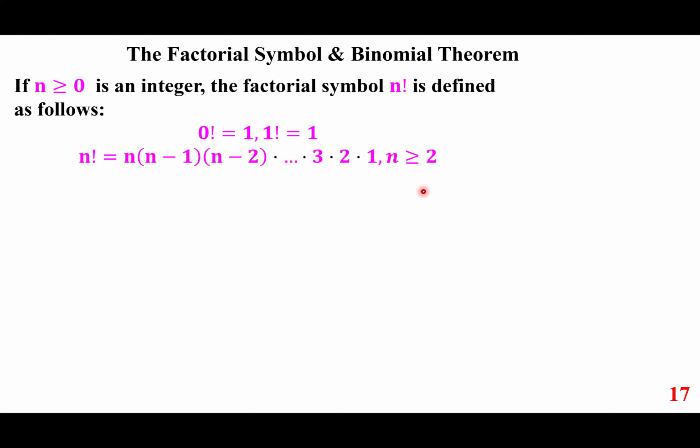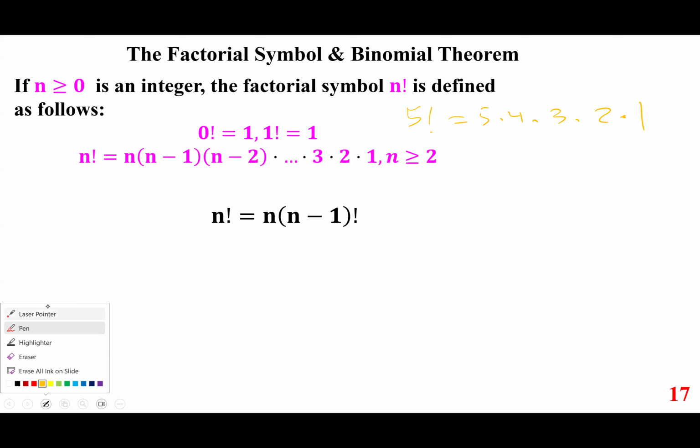Just for the sake of argument, if I said, okay, what is 5 factorial? It just means 5 times 4 times 3 times 2 times 1. That's the meaning. And with that in mind, n factorial is the same as n times n minus 1 factorial. You can stop anywhere you want and put a factorial.